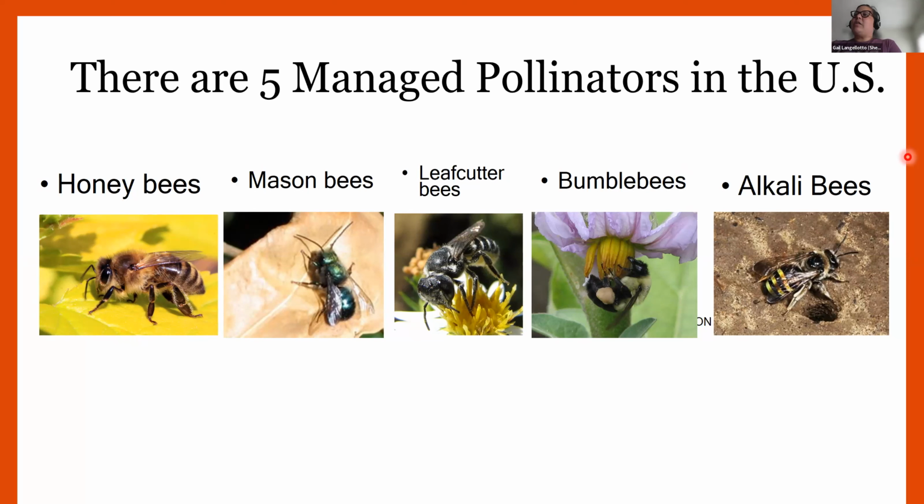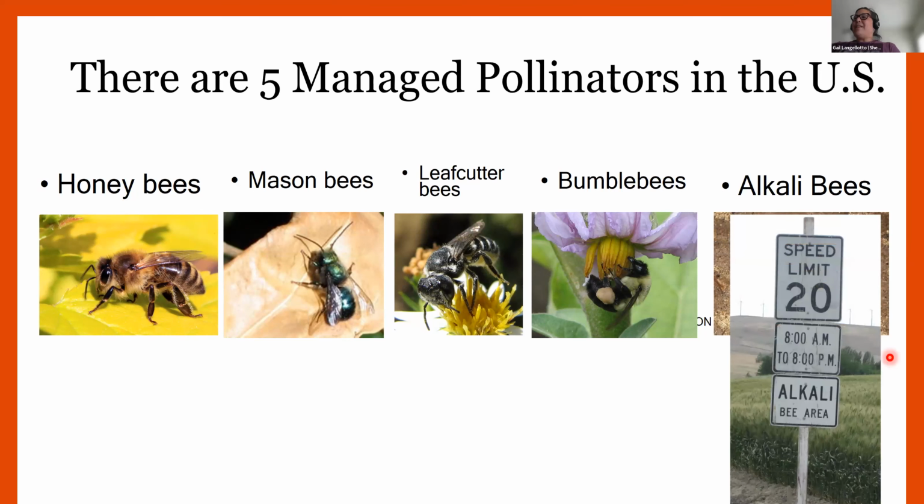And then we have alkali bees, which are really a special feature of our region of the United States. Our region has expansive acres of alkali bee fields, where those fields are specifically managed to encourage the reproduction of these bees so that they can pollinate alfalfa in the Palouse region of Washington and also northeastern Oregon as well.